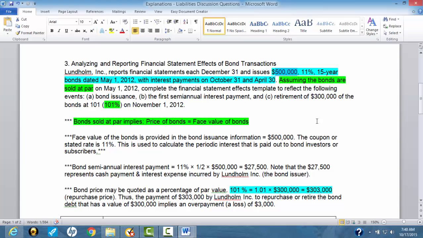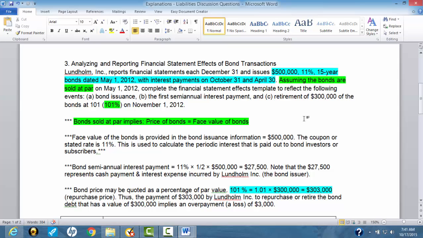So this interest payment will be made every 6 months. So the bond issuer has borrowed funds from all those who invested in the bonds, who purchased the bonds. Now moving on, we are told to assume the bonds were sold at par. If bonds are sold at par, it means that they were sold at face value.